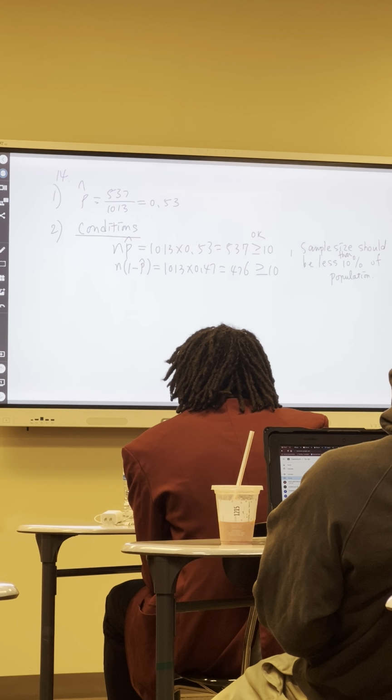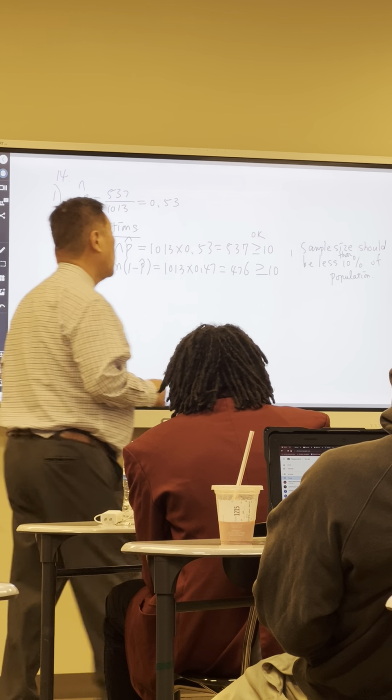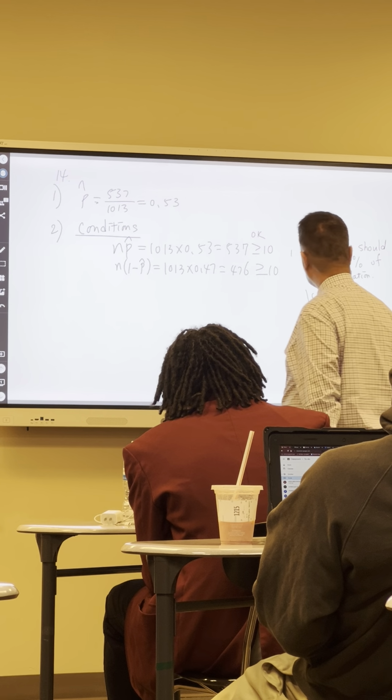How do you get the 537 number? It's much bigger than 1013, right? What do you do with the 10% of 1013? Multiply? Can you do this, 0.1?